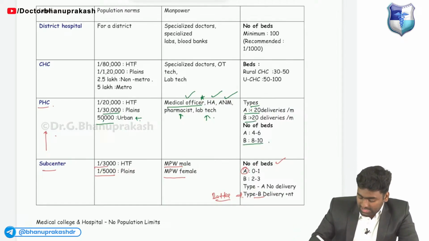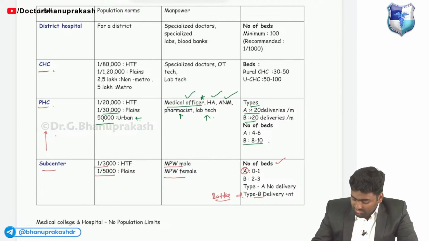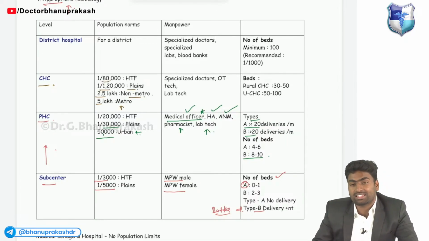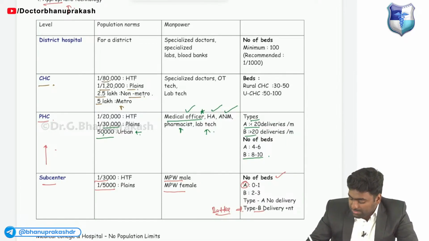In the case of CHC, it is 1 per 5 lakh for metro cities, whereas 2.5 lakh for non-metro cities. For plains, it is 1,20,000, and in hilly areas, it is 80,000. There will be specialized doctors, OTs, technicians, and lab technicians. The beds will be 30 to 50 in rural areas, whereas in urban areas it is 50 to 100.